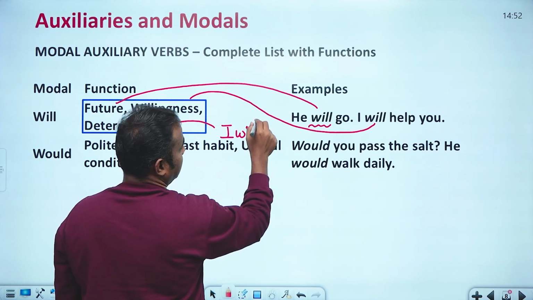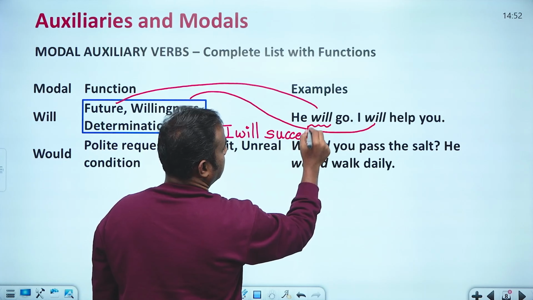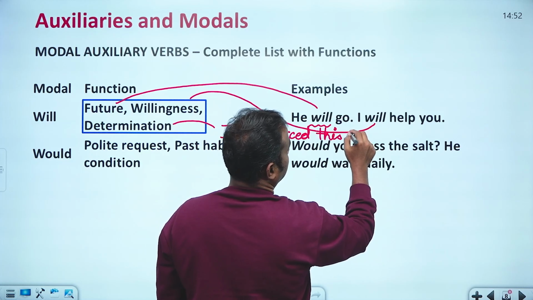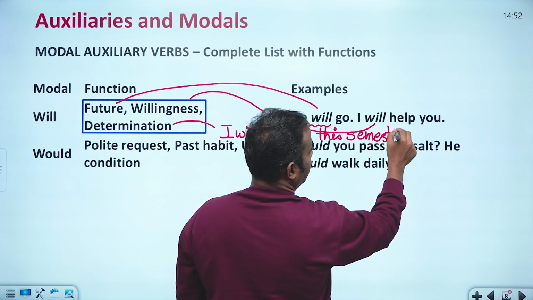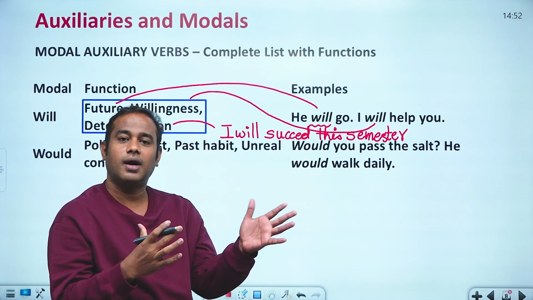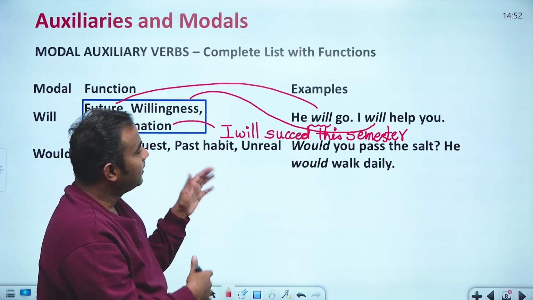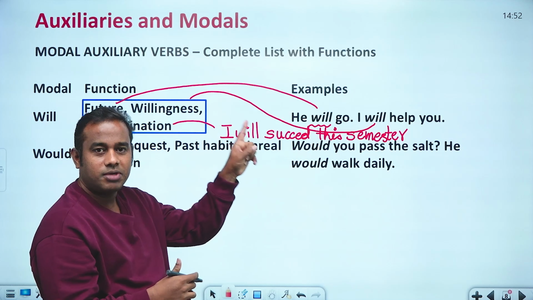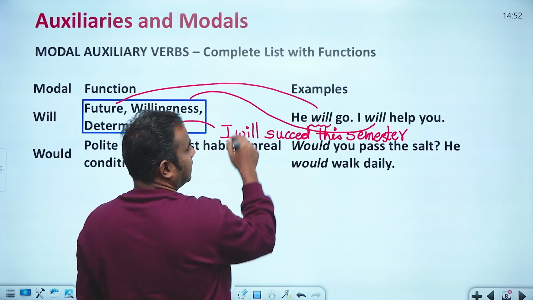Okay. Then determination is basically: I will reach. I will succeed this semester or this year. I will complete all the drops this year. Something else, some names. Okay, just for fun I am saying this. So I will succeed. This is when you are expressing determination. So that one. Okay, or I will crack this competition exam.